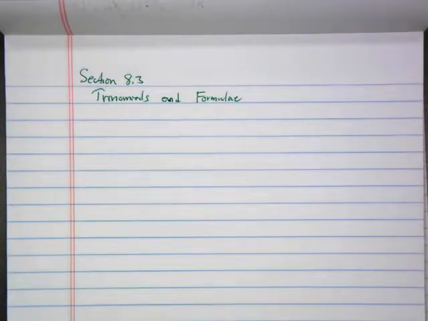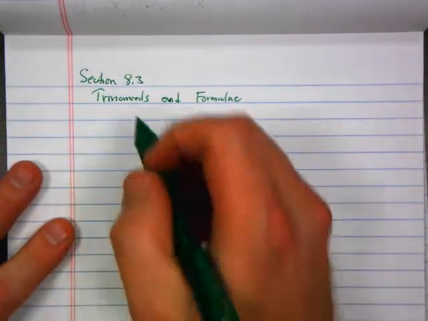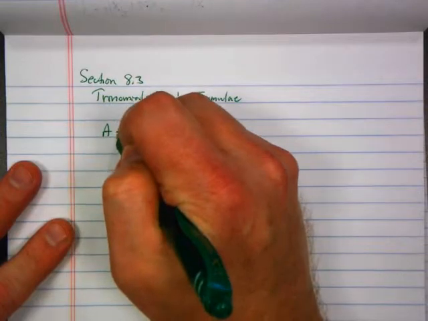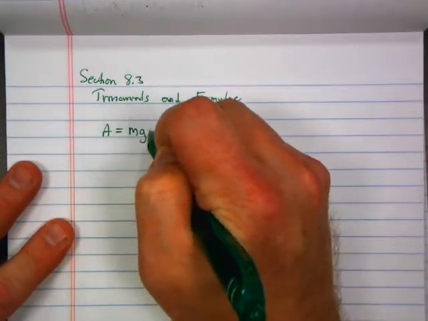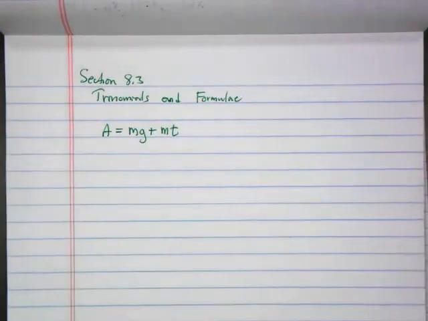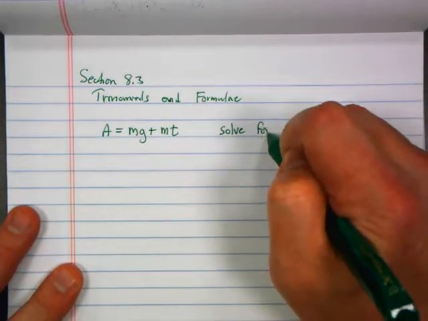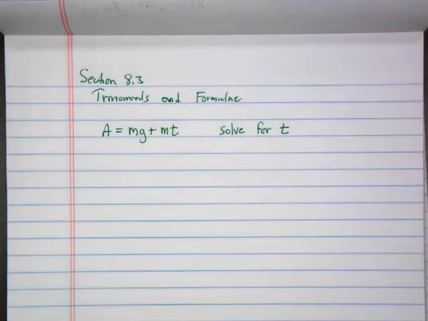Section 8.3, we're going to learn more about factoring trinomials, and we're going to do a little bit more with formulae. You might remember back some time ago, I might have given you something like A equals mg plus mt. I might have given you a formula with a whole bunch of letters in it like that, and I might have asked you to take that formula and solve for the letter t.